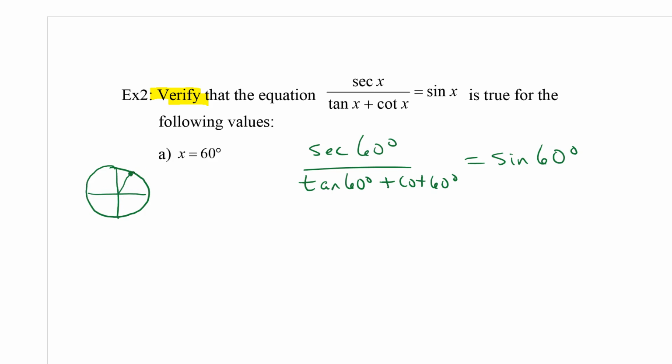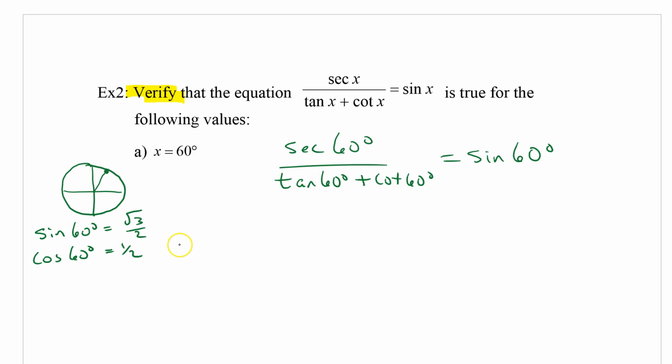And so let's just think about our functions here. The sine of 60 degrees is going to be root 3 over 2. The cos of 60 degrees is going to be equal to a half. The secant is the reciprocal of cos, so the reciprocal of a half is equal to 2. Which some other ones we need to know.